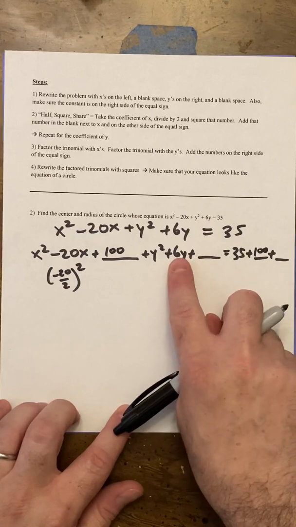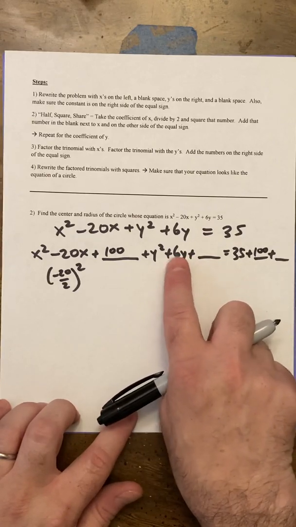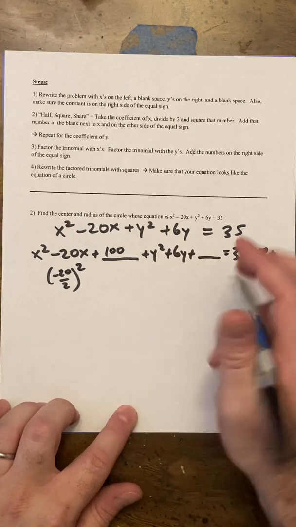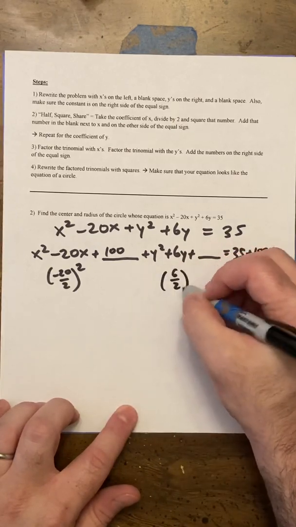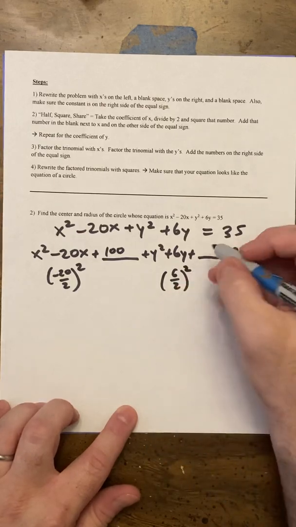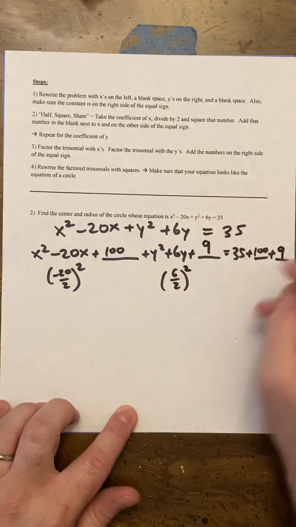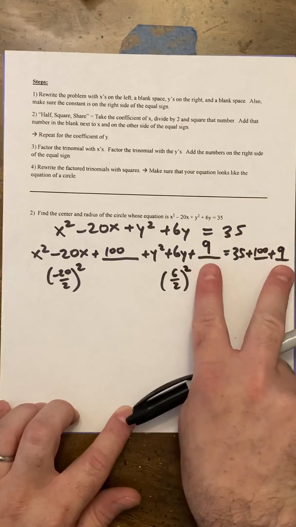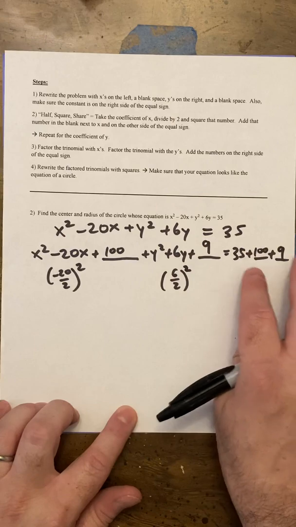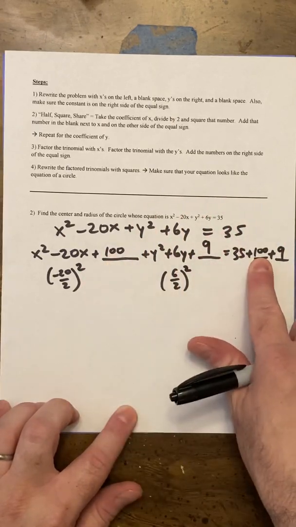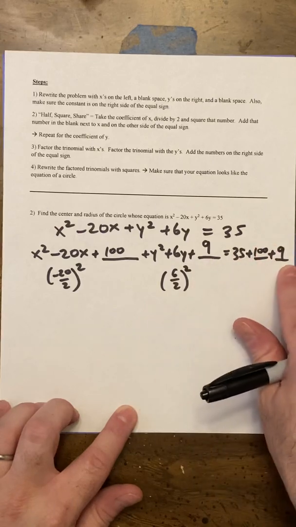We have to do the same thing over here for the y's, the 6y. That 6 has to be halved, squared, and shared. So take 6 and divide it by 2, which is going to be 3. We're going to take 3 squared. 3 squared is 9. We're going to put the 9 here, and we're going to share it there. So literally, we share it on both sides, and that's to keep the equation balanced. Whatever we did to one side, we also did to the other. We added 100 here, we added 100 here. We added 9 here, we added 9 here.